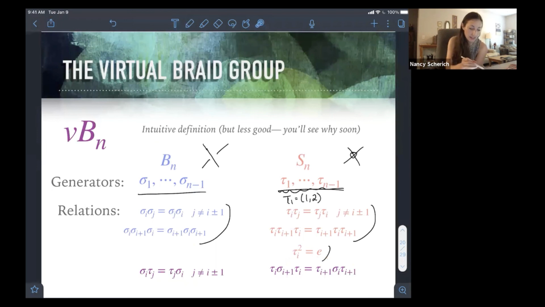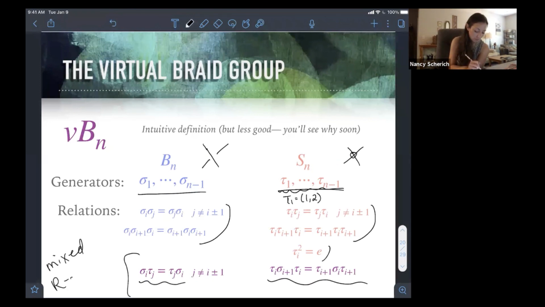Okay, and then these last 2 relations I won't talk about much, but they're sort of the mixed relations. They have sigmas and taus in them. And these are the mixed Reidemeister moves. All of these are coming from the virtual Reidemeister moves, so you can just look up pictures of why those are true. Okay, the thing I want you to take in from this is a giant presentation.